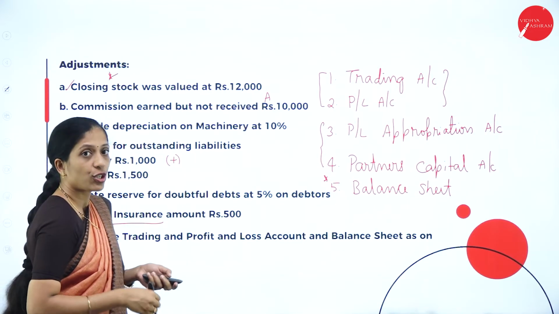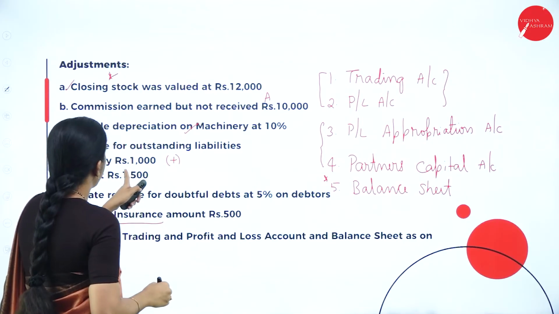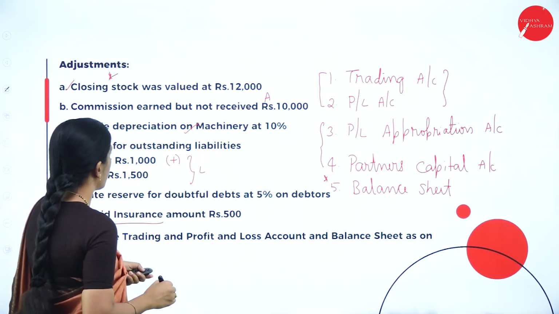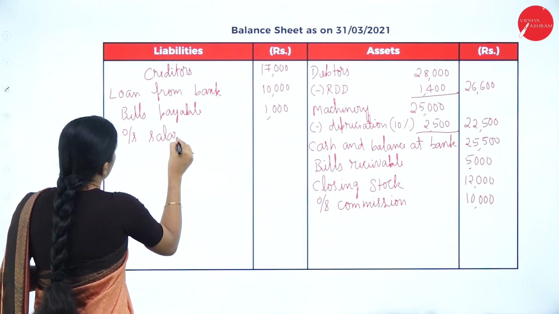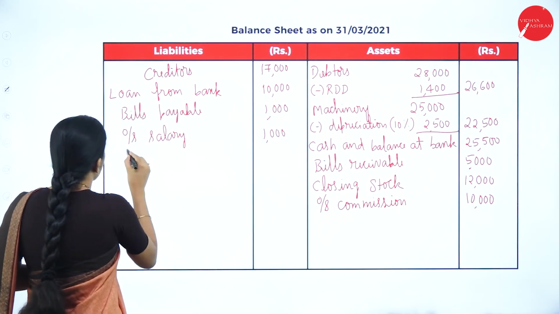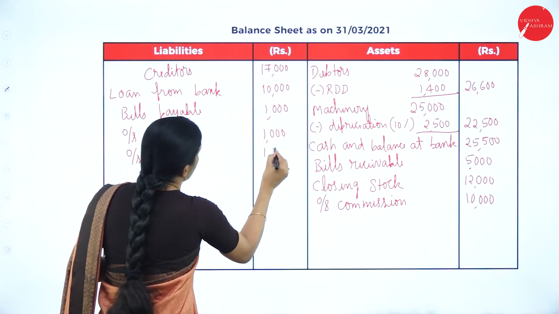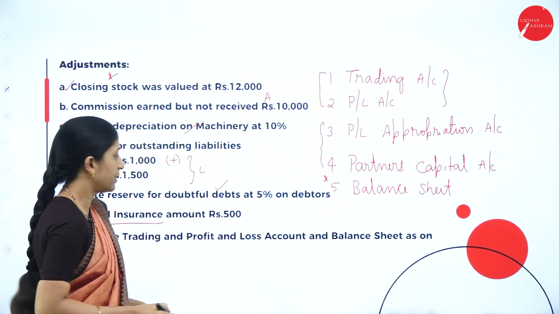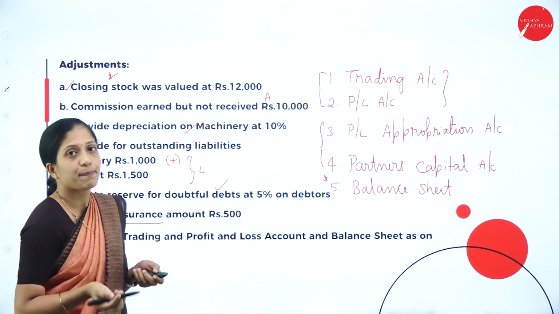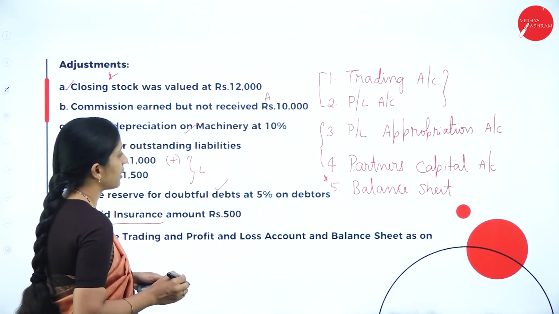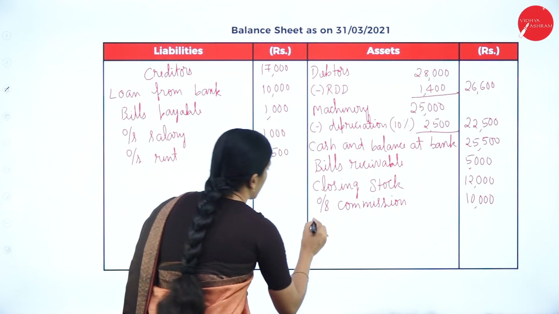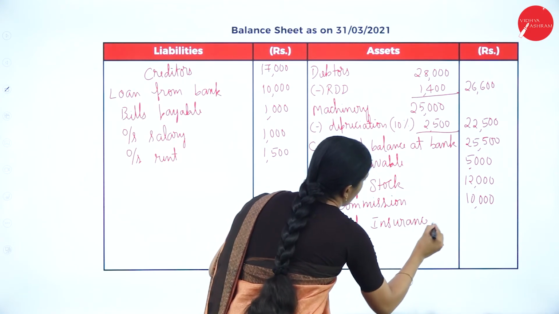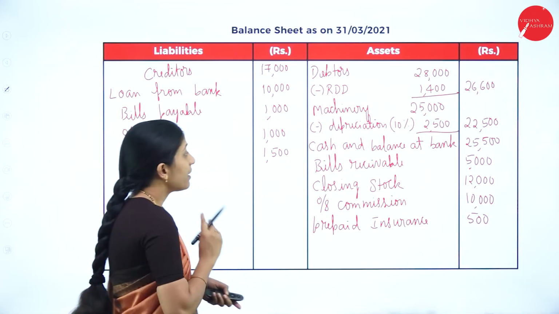Next is provision for depreciation, we have deducted it from machinery. Provide for outstanding liabilities. So these two are liabilities. Outstanding salary 1,000, outstanding rent 1,500. After that, next adjustment, create reserve for doubtful debts, we have deducted it from your debtors. Prepaid insurance. So prepaid expenses. What is it? It is an asset. How much? 500. So prepaid insurance, that is 500. Now we are done with all the adjustments.